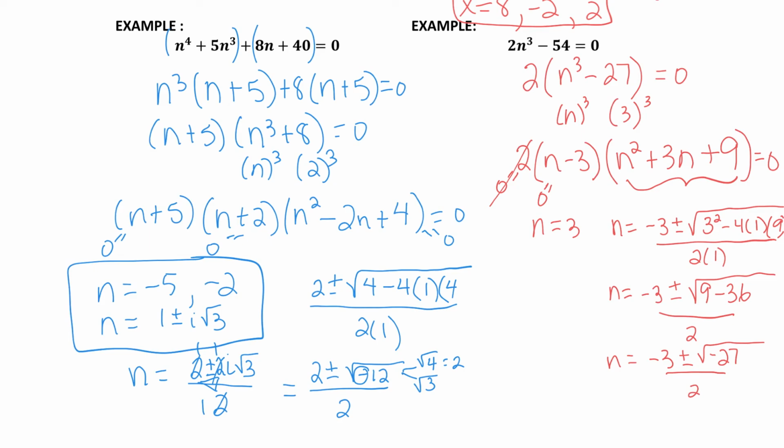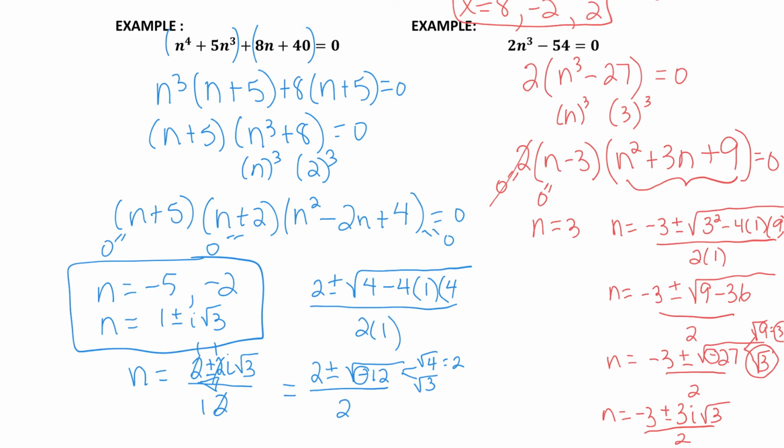all over 2. Okay, so this comes out as an i, so I'm going to have n equals negative 3 plus or minus, definitely have an i on the outside. And then when I split up 27, 27 can break down to be 9 and 3. When you take the square root of 9, you get 3, and when you take the square root of 3, it just stays as that. So this 3 will come to the outside, and this square root of 3 will stay right here. And we're going to divide all of that by 2.